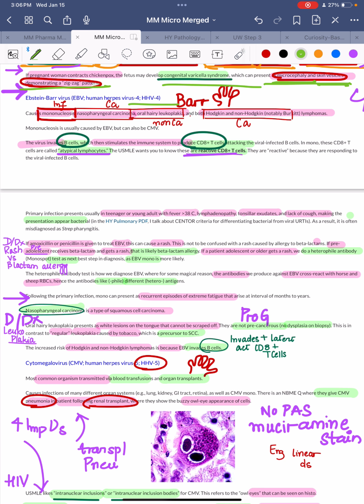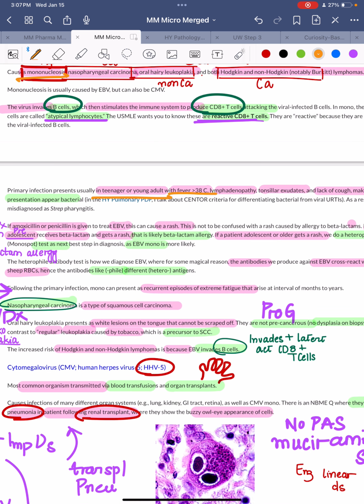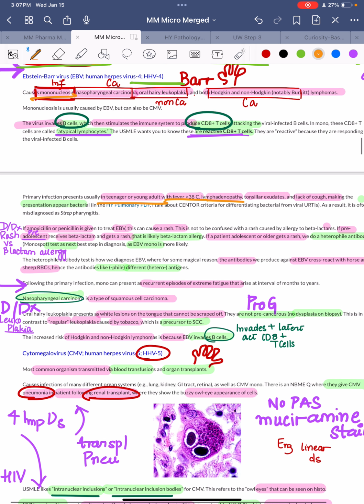Let's begin our discussion from HHV4. Suppose you have a patient who has symptoms of infectious mononucleosis, which is basically a teenager or young adult who has fever greater than 38 degrees Celsius, lymphadenopathy, tonsillar exudates, and a lack of cough. It looks like the infection is bacterial, but once you do the blood test, the patient has atypical lymphocytes, then the diagnosis is infectious mononucleosis, and the virus causing it is Epstein-Barr virus, which is HHV4.